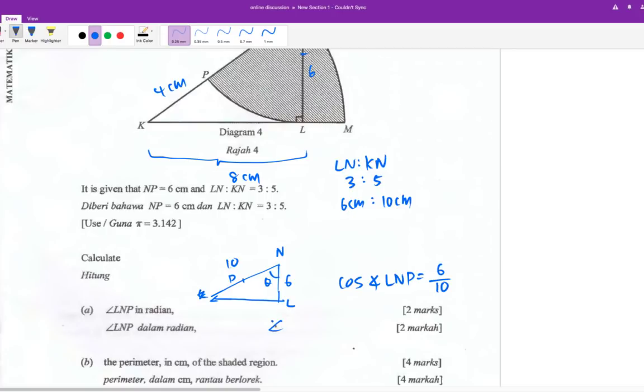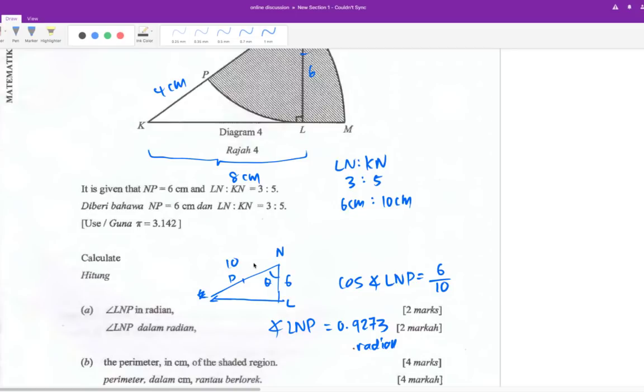So therefore, for angle LMP, I will move the cos to the other side, and make sure you change your calculator into radian. If you're calculating in radian, you just shift your cos, you will get cos inverse 6 over 10, which is 0.9273 radian. Right, it's quite simple. You just use a triangle to solve it. It's not really tough for this kind of question. Okay, I hope you can see that.